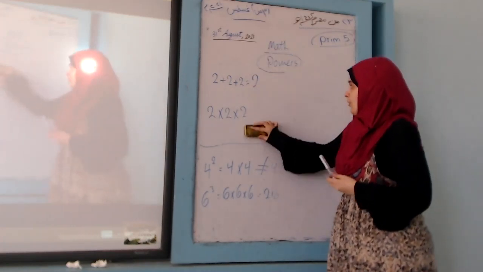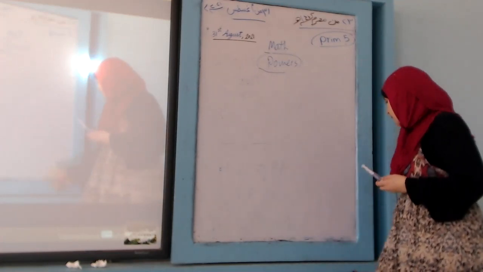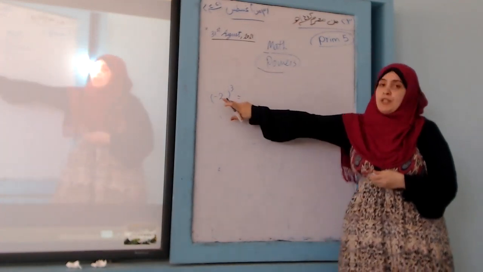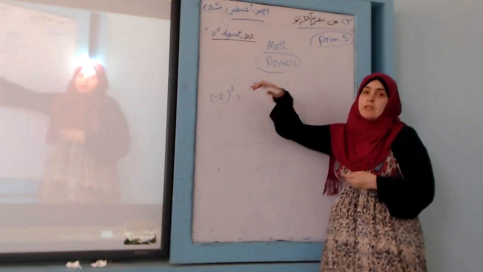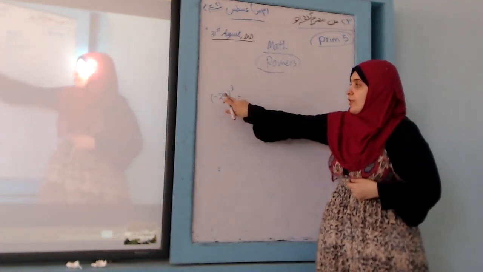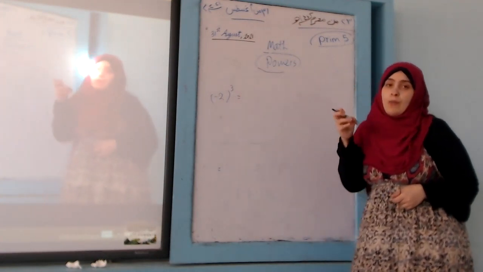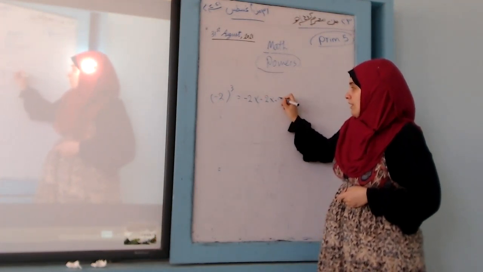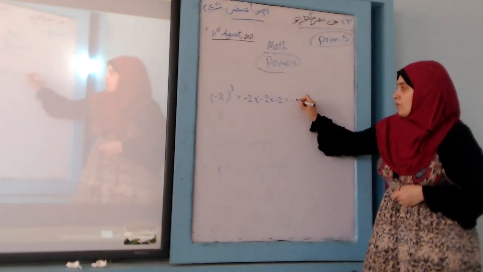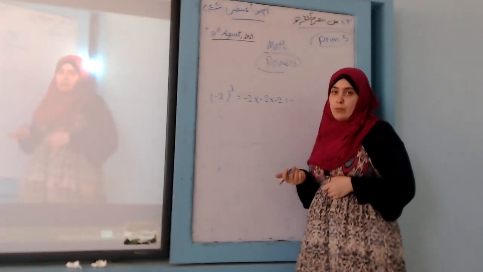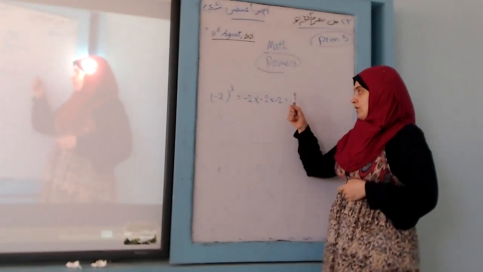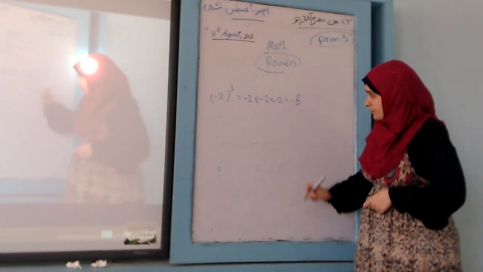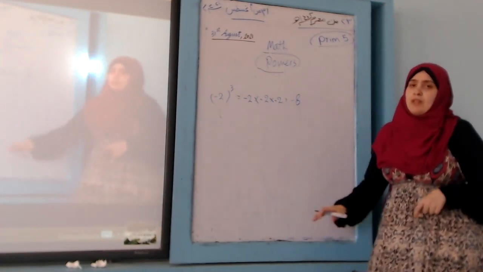I can do this operation for a negative number too. If I have negative 2 power 3, the power 3 is for both the negative and the 2. So what's the number repeated? It's negative 2. So this will be negative 2 multiply negative 2 multiply negative 2. Negative multiply negative will be positive. Positive multiply negative is negative. 2 multiply 2 equals 4. 4 multiply 2 equals 8. So the answer will be negative 8.